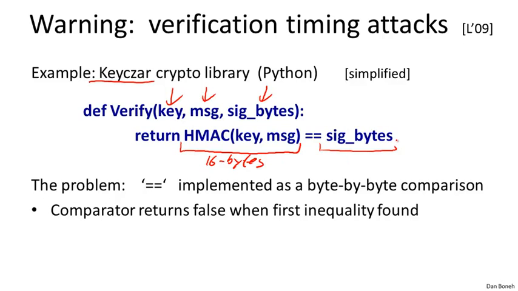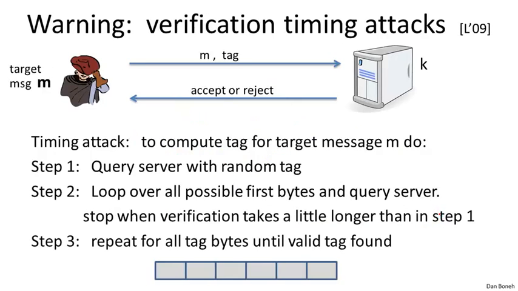The problem is that if you look at how the comparison is done, the comparison, as you might expect, is done byte by byte. There's a loop inside of the Python interpreter that loops over all 16 bytes, and it so happens that the first time it finds an inequality, the loop terminates and says the strings are not equal. And the fact that the comparator exits when the first inequality is found introduces a significant timing attack on this library. So let me show you how one might attack it.